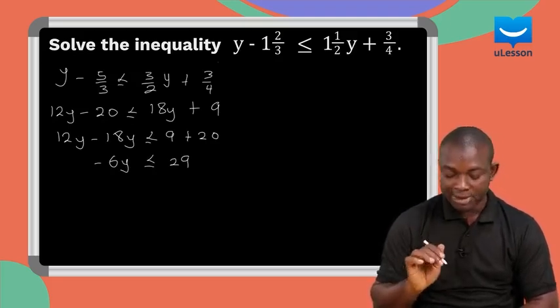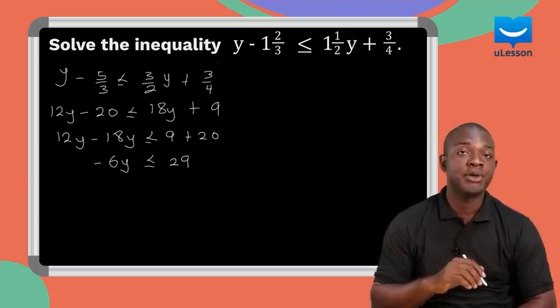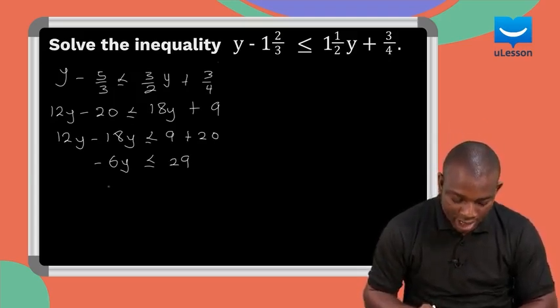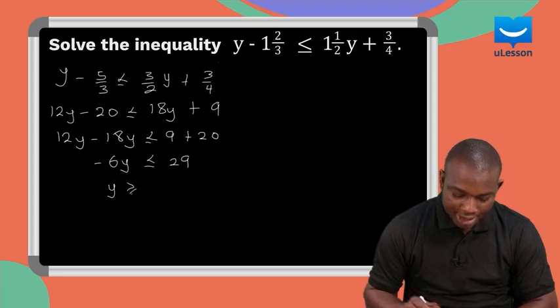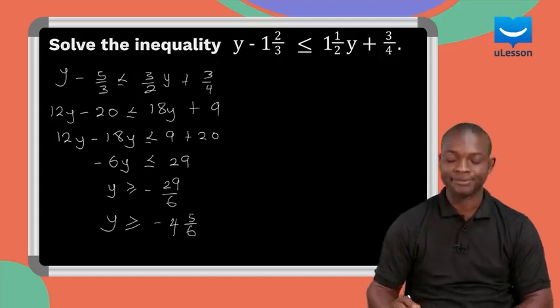Finally, we divide both sides by minus 6, and because of that, we reverse the direction of the inequality. So we now have y greater than or equal to minus 29 over 6, which finally resolves to y greater than or equal to minus 4 whole number 5 over 6.